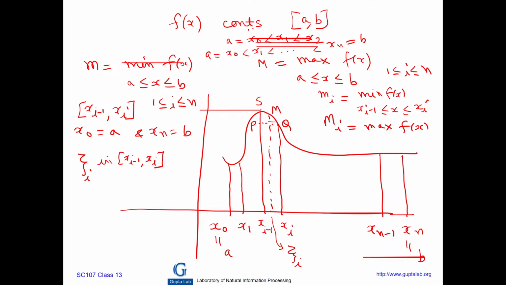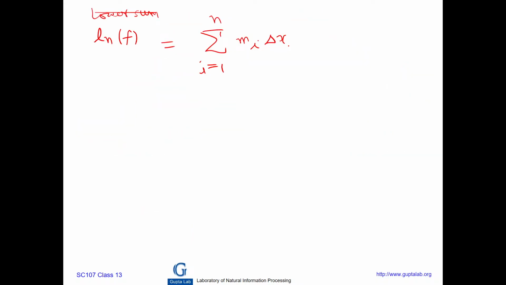So we can define what is known as the lower sum: summation i equals 1 to n of mi times delta xi. What is small mi? Mi is the minimum point, right? Minima times delta xi, so that will give you the area of that strip. So it is the actual area lower bounded by this thing, right?